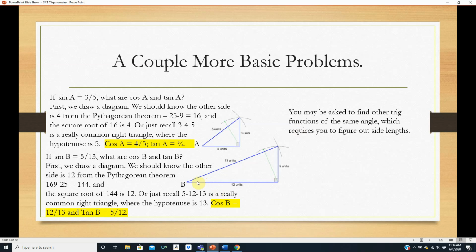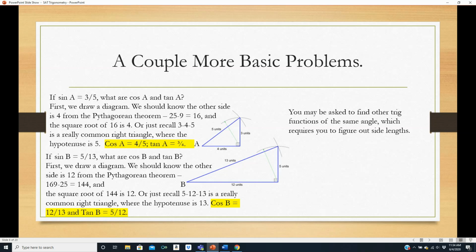And if sine of B is equal to 5 over 13, again, we're going to draw a nice right triangle. So here's our right triangle. We know that 5 is the opposite. The hypotenuse is 13. Hopefully you'll just know that a 5, 12, 13 triangle is a really common kind of right triangle. If you don't, you can say, okay, 13 squared is 169. Either know it or use your calculator. And then we know 5 squared is 25.